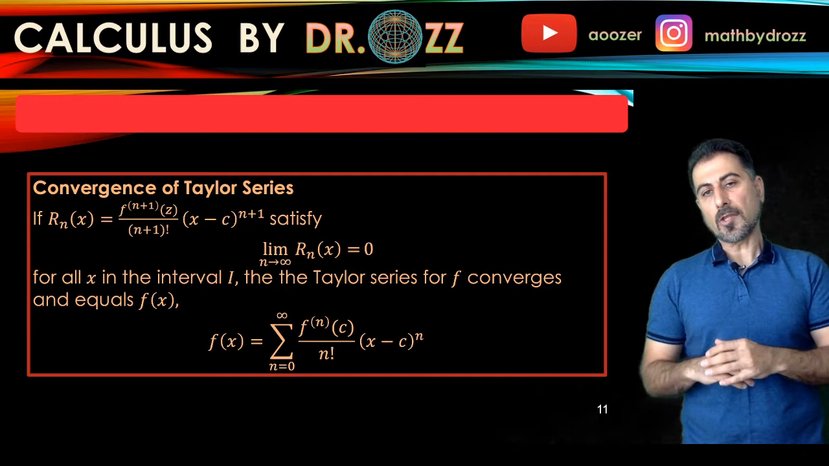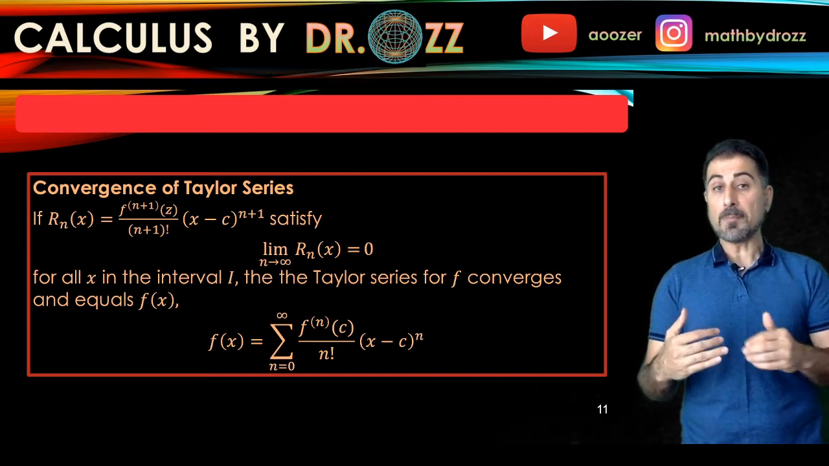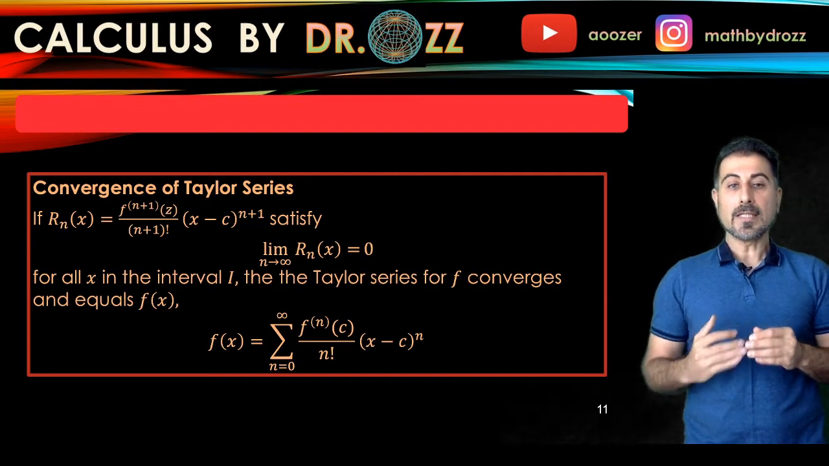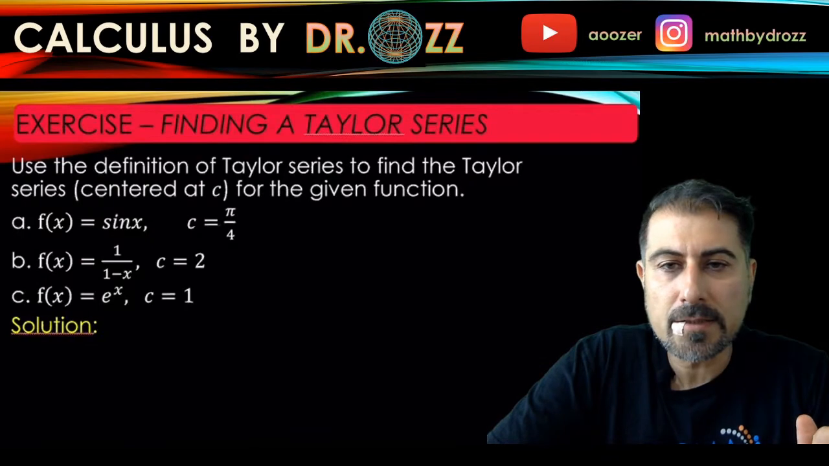So these were the three things that I'm going to use in this video, and maybe in the videos of other exercises. So let's get started. All right, we're going to use the definition of Taylor series to find a Taylor series centered at c for the given functions.